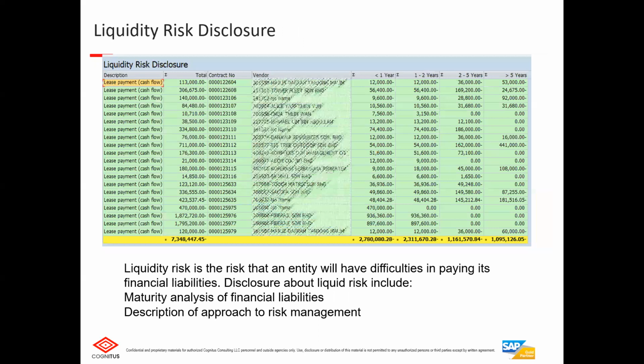Liquidity risk disclosure. In the second column, you can see what is the total liability, and you will see the cash flow. Here, what is the total liability of this particular contract, and what is the first year, 1 to 2 years, 2 to 5 years, and beyond 5 years. You can see all these numbers in this liquidity risk disclosure report.